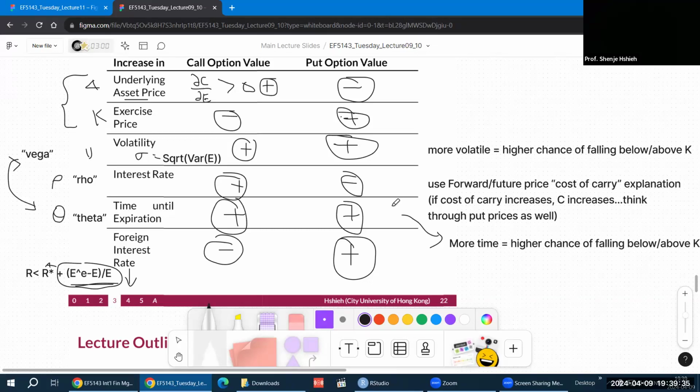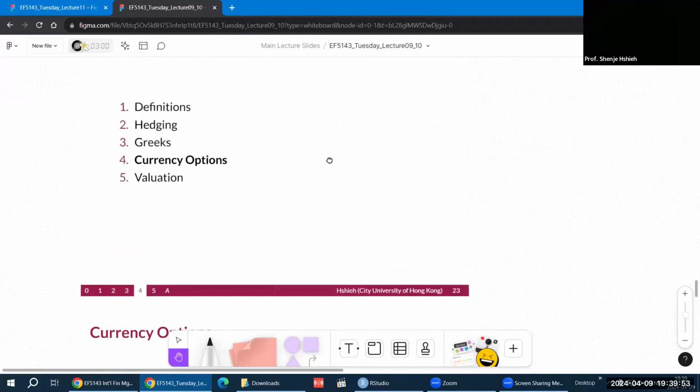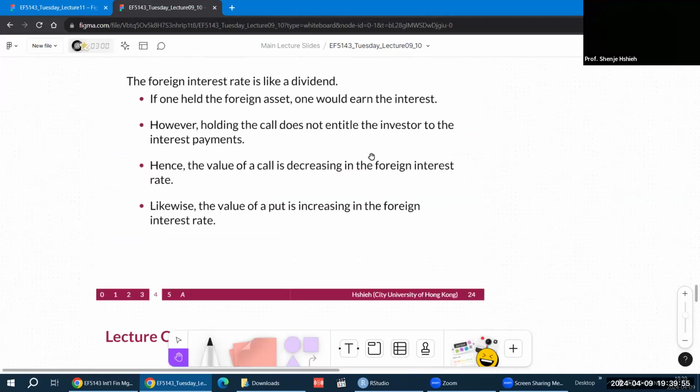All right, so that's the difference. That's the only difference, which is this. I don't think there's a Greek letter for this, but anyways, that's what I have. Let me see if I have currency options. All right, I talked about this already.